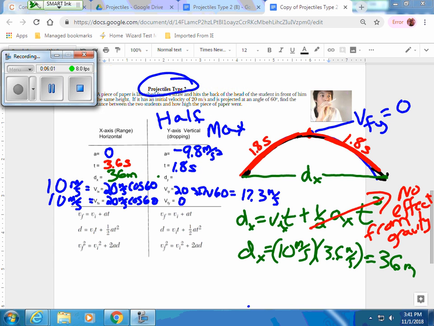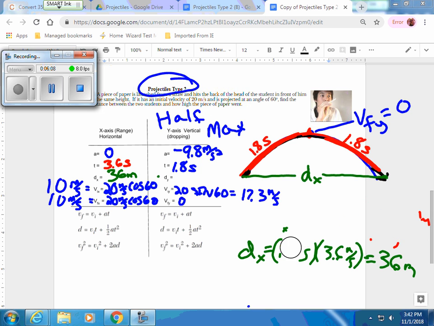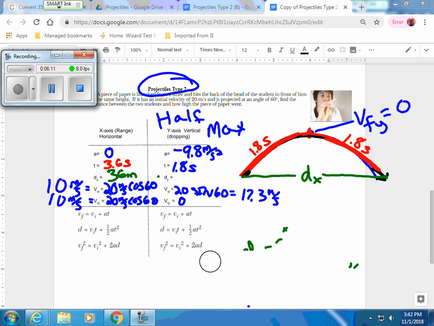I am almost done. Now I gotta find my dy. The dy gets a little tricky. You gotta be very clear what's going on. You're finding dy as the maximum height. Okay, just gonna squeeze this in and let's try red. So now I'm trying to find dy. Stick with green. So my dy.